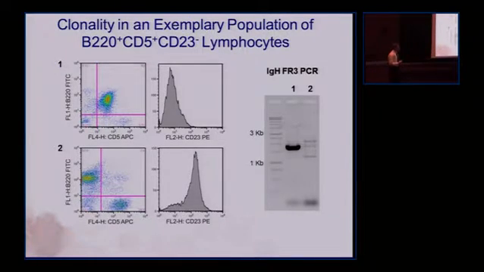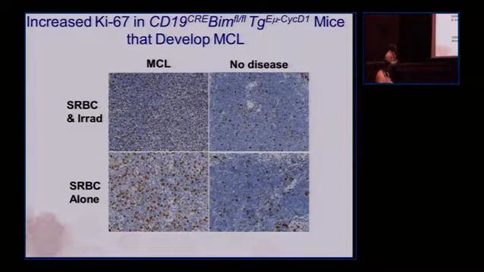So having defined these two groups, we then went back to try to characterize them a little bit further. And so we looked at this B220 positive, CD5 positive population for clonality and found, in this exemplary case, by immunoglobulin heavy chain PCR of the framework 3 region, a clonal band for these, but not for the population that's negative for CD5. We also looked at proliferation markers using Ki67 immunohistochemistry and saw highly increased proliferation within these mice that developed the disease as opposed to the ones that didn't.